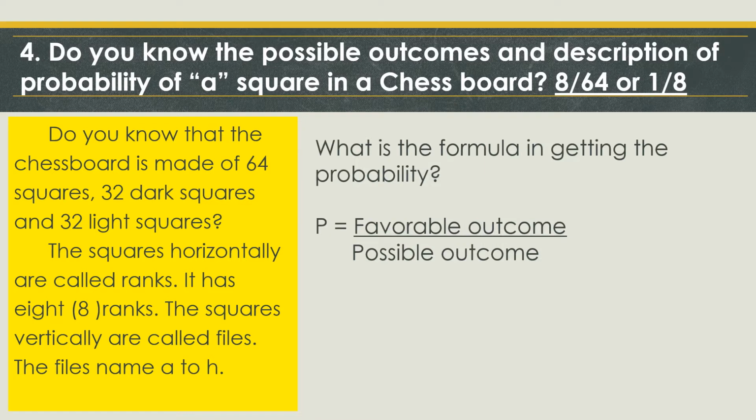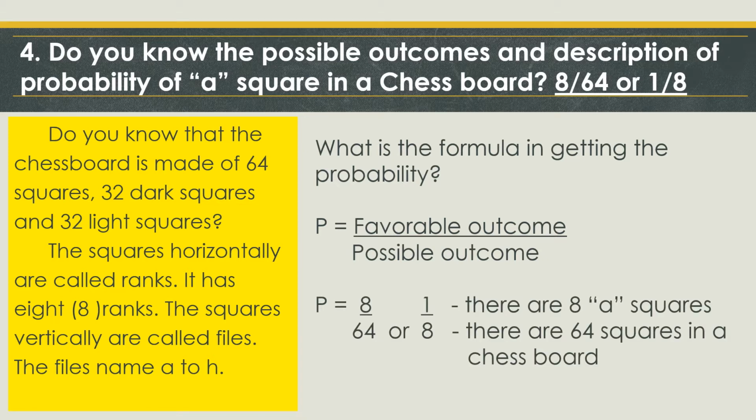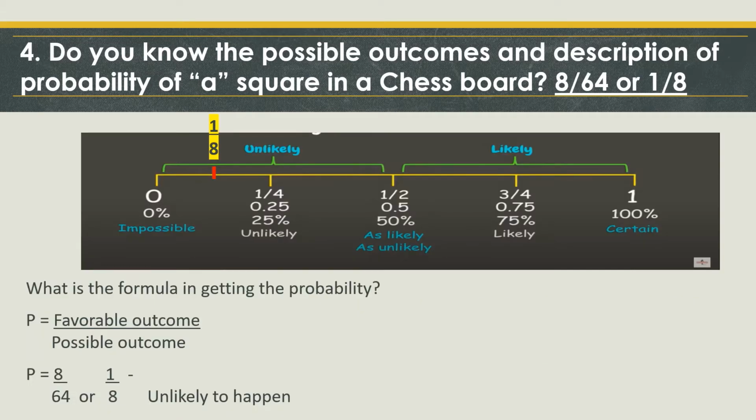What is the formula in getting the probability? Probability or P is equal to favorable outcome divided by possible outcome. 8 is the favorable outcome because there are 8 A squares. 64 is the possible outcome because there are 64 squares in a chessboard. The description of probability 8 over 64 or 1 over 8 is unlikely to happen.